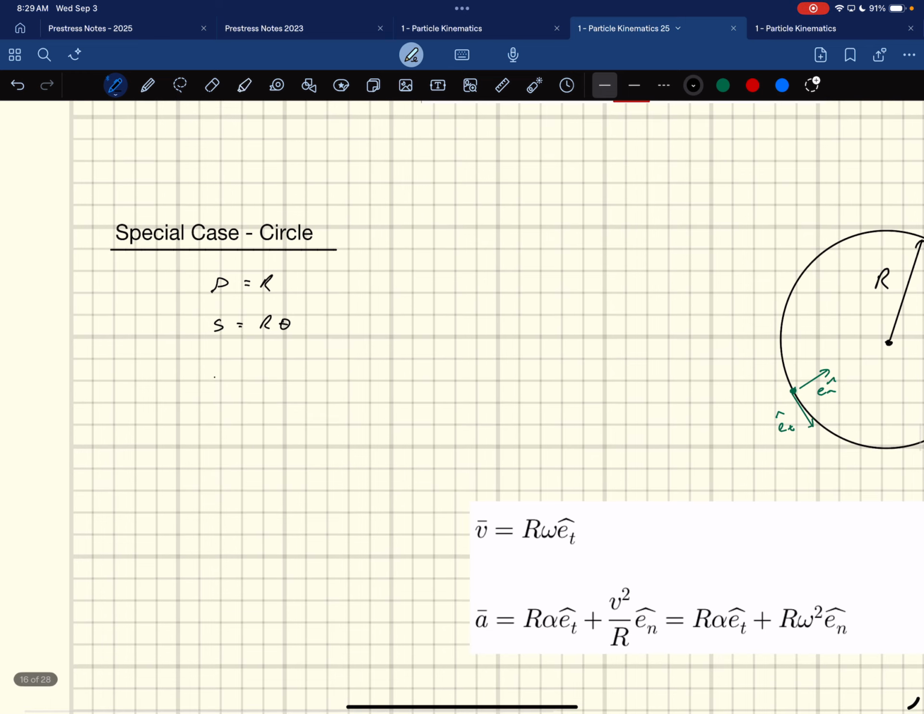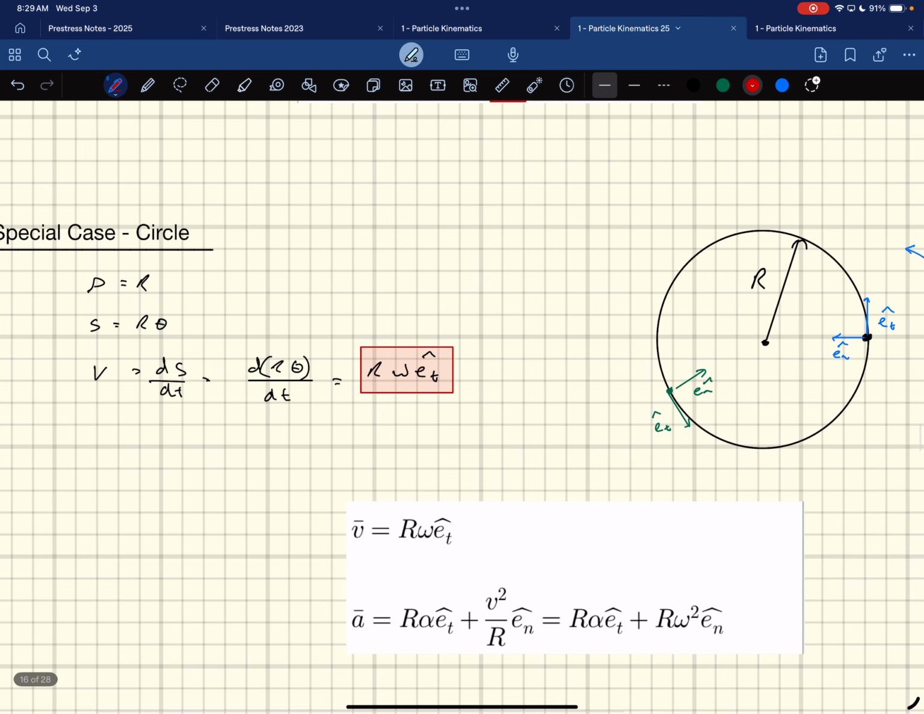So when we come down to my velocity, that's going to be equal to ds/dt, which is d(r theta)/dt. I'm going to substitute in what s is. R is constant, so that can come out, and so that'll just be r omega in the e_t direction. So my velocity is r times omega in the e_t direction. I can calculate its velocity based off the radius and the omega.